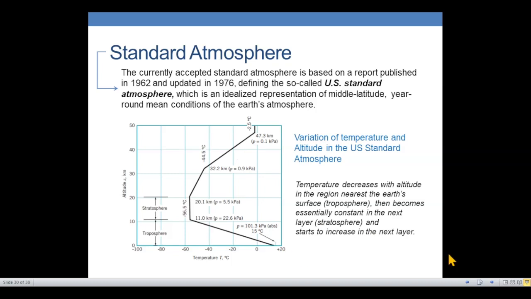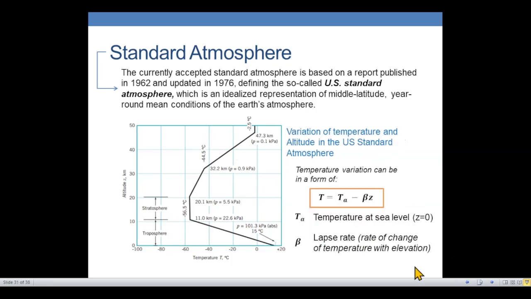Now if we're going to determine the temperature at a particular altitude, we need this particular equation. This equation is: temperature is equal to the absolute temperature minus the lapse rate times the altitude, or the z. So this is the equation that we're going to use to determine the temperature change.